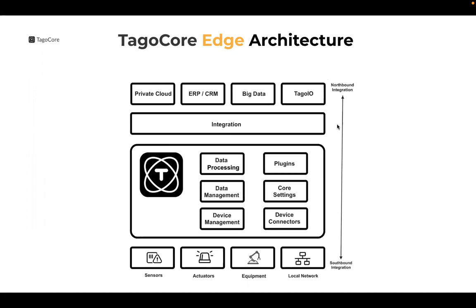And at the bottom here, in the southbound integration, we have things that are a little bit more tangible. So sensors, actuators, equipment, and of course, a local network for TagoCore to run in.